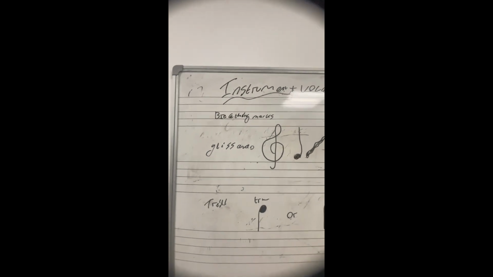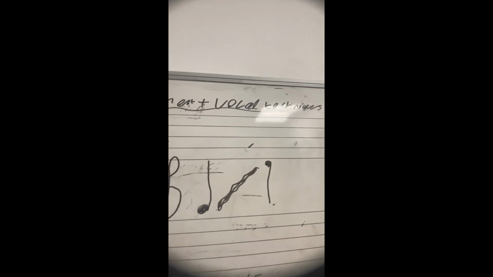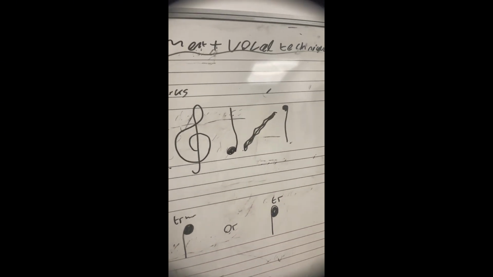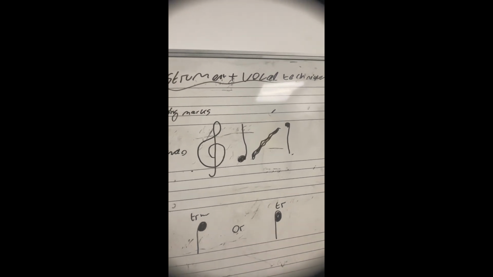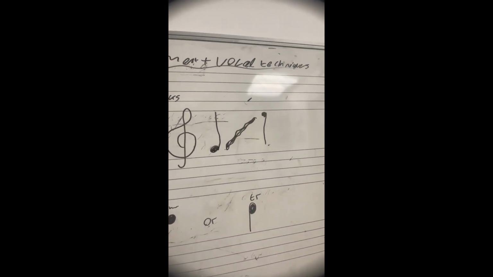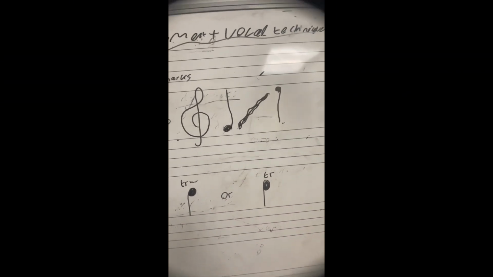So breathing marks are shown by a comma, just to tell the brass, woodwind, and singers when to breathe and when to take a rest in the song.